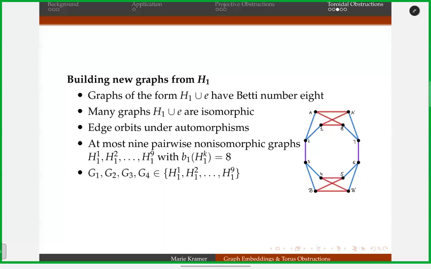Well, we are currently building that list, so we need to give an argument as to, okay, if G1 is one of these graphs that we built by attaching an edge to H1, why does that not embed into the torus? Well, we took our 2 embeddings that we know H1 has into the torus and just check, can we attach the missing edge to build our graph G1, for example.